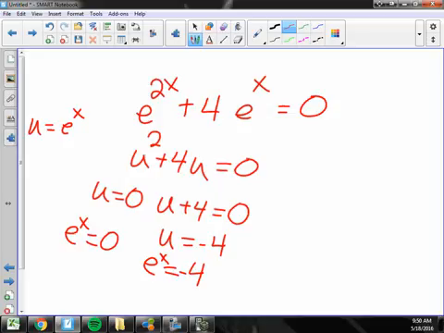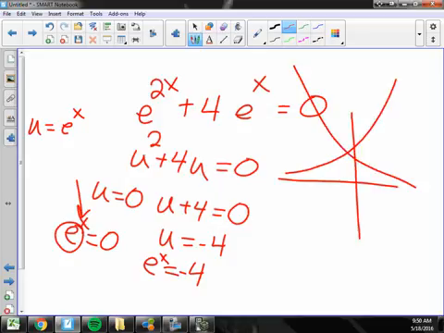Now e is a positive number. Can you take a positive number and hit it with an exponent and turn it into 0? No. All exponential graphs look either like this or like that. Where do they hit the x-axis? Never. So this one does not exist. What about the other one? E is a positive number. Can you use exponents to turn it into a negative number? No. So this one doesn't exist. So no solution.